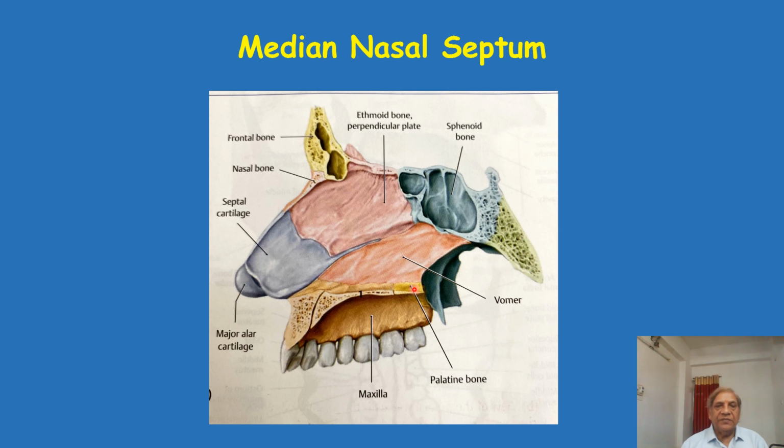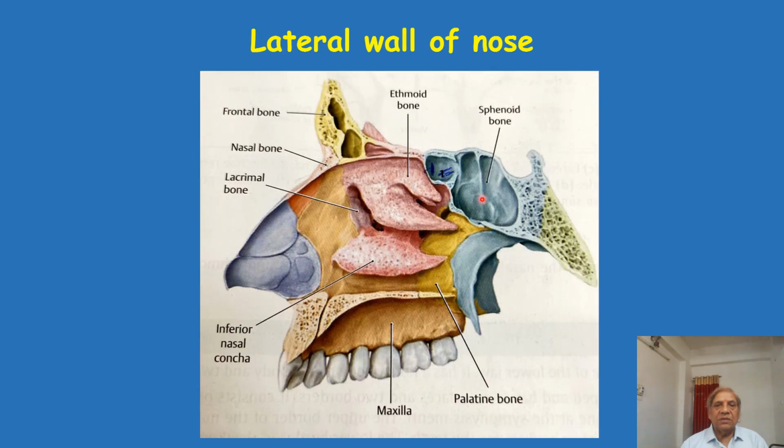Okay. Now we will see the formation or structure of the lateral wall of the nose. This diagram shows the bones which form the lateral wall of the nose on one side. Most anteriorly, the lateral wall is formed by cartilage, which is part of the alar cartilage. Then on top of this, the first bone which forms this lateral wall is the nasal bone. Then behind that is the maxilla, which is a large bone.